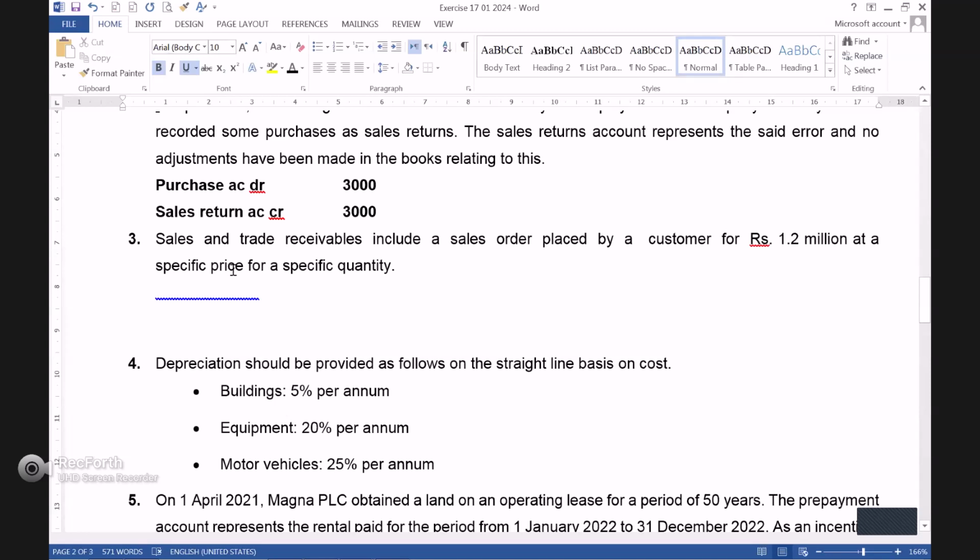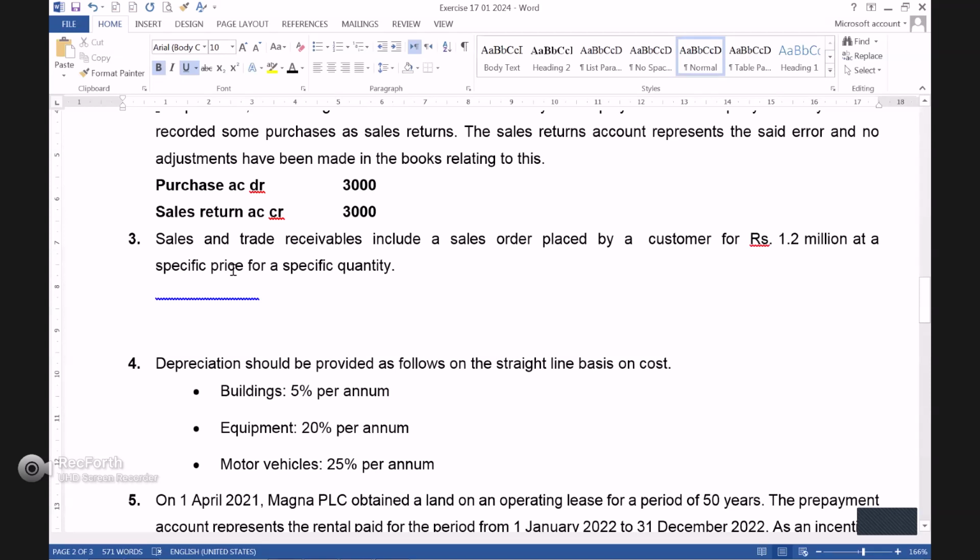So this means the particular customer placed the sales order, but actually the sale has not happened. Therefore, it is not recognized as a sale. The amount 1.2 million is not recognized as a sale, but it was included in the sales and trade receivables. Therefore, that unrecognized sales amount should be deducted from the sales and trade receivables.